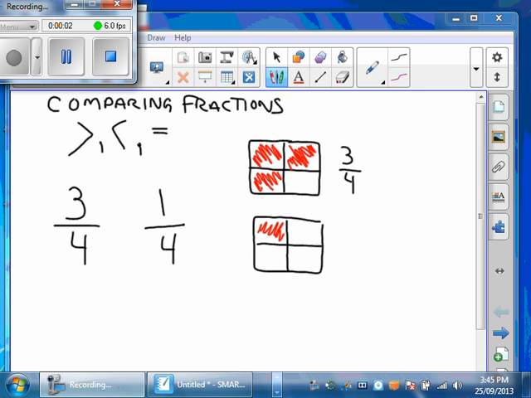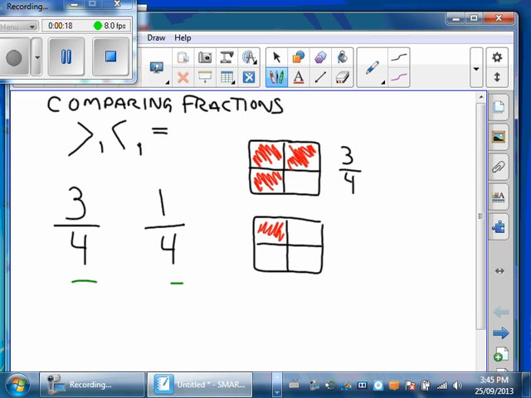Let's take a look at comparing fractions. Sometimes we want to find out which fraction is bigger, which fraction is smaller, or if the fractions are even equal to each other. All right, so when we're taking a look at a simple fraction comparison, this example that I've given you right here is fairly straightforward. We can clearly see that 3/4 is larger than 1/4.